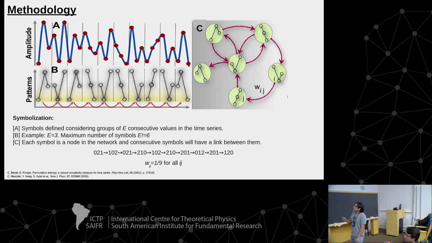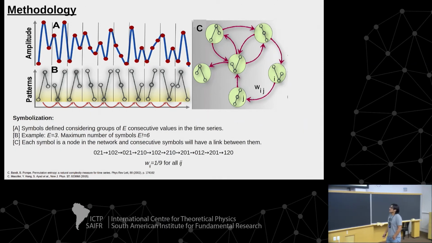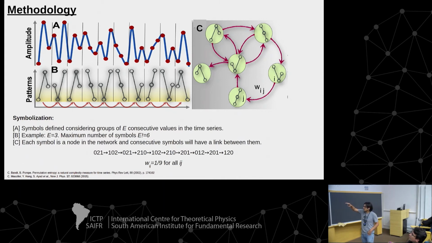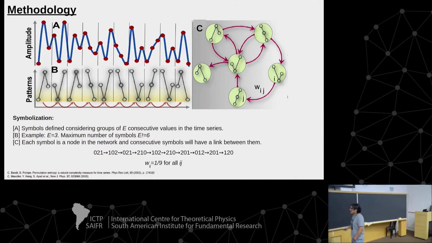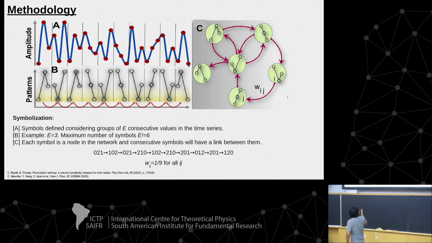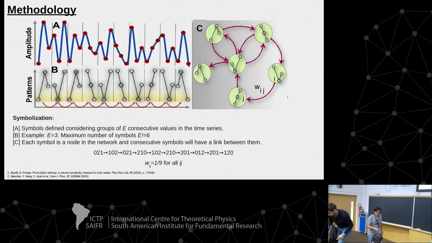In A, we have a sketch of a time series. Then we transform that time series into a symbolic series: a set of patterns in B, which are arranged in that particular way depending on A. This transformation from A to B is done using a methodology introduced in 2002 by Bandt and Pompe.